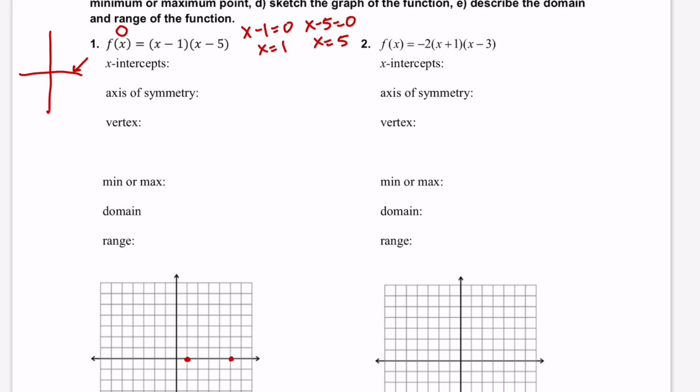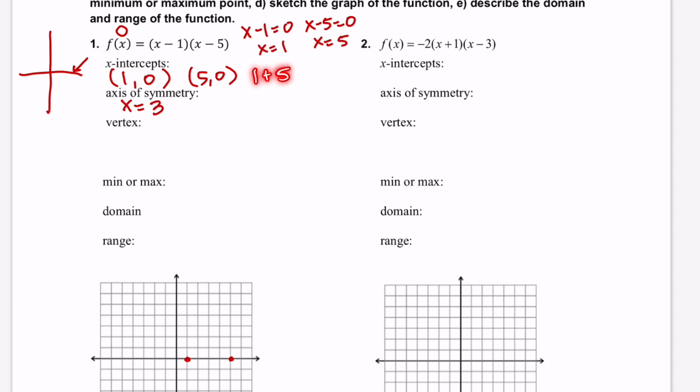Now, if we wrote these as points, we would go over first, over 1 up 0, and over 5 up 0. Our axis of symmetry is going to be right in between. So you can either look at it and find what's right in between. That would be 1, 2, 3. At 3, x equals 3. Another way you could do it, if it's a harder one or if it's not exactly in between, is you add these up. 1 plus 5.